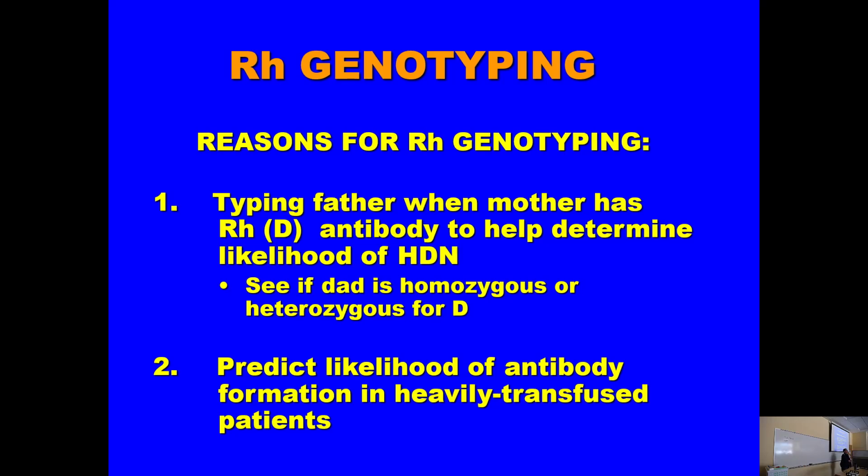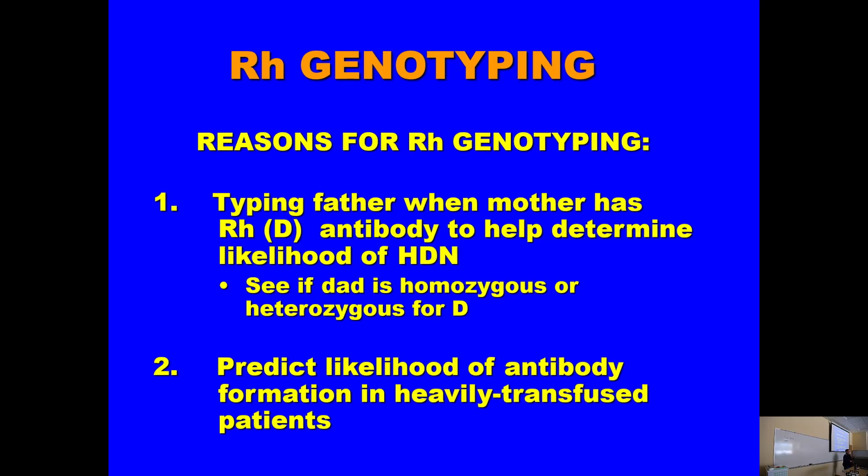What if it's reversed? The dad is negative and the mom's positive? If mom's positive, it doesn't matter. If mom has D antigen, it doesn't matter. She won't develop the antibody. There will be others we'll talk about, like K, Duffy, things like that, that mom can't have antibody for. We'll talk about those when we get to those groups. But if mom's D positive, we don't worry. We only worry about mom being D negative, because you can't make an antibody to the antigen you have.